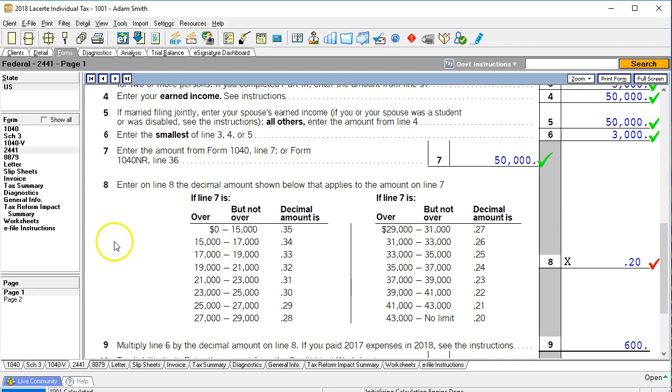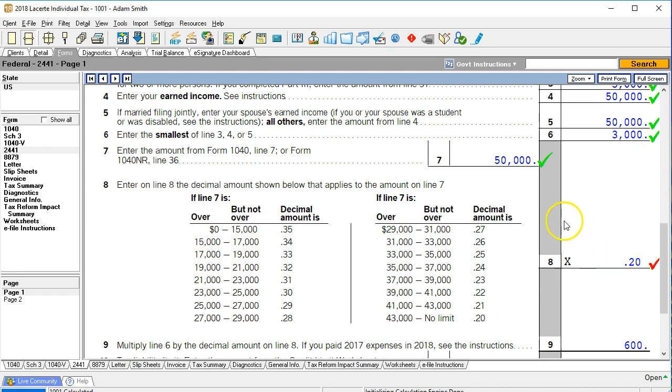And then we're going to look at our table. Line 8 says, enter on line 8 the decimal amount shown below that applies to the amount on line 7. So we're using our AGI, our income, and then we're taking these percentages. As the income goes up, the decimal is going to go down. We're at 50,000, so we're up to no limit. We're all the way maxed out, at the lowest rate over here at 0.2, so the 20% or 0.2.